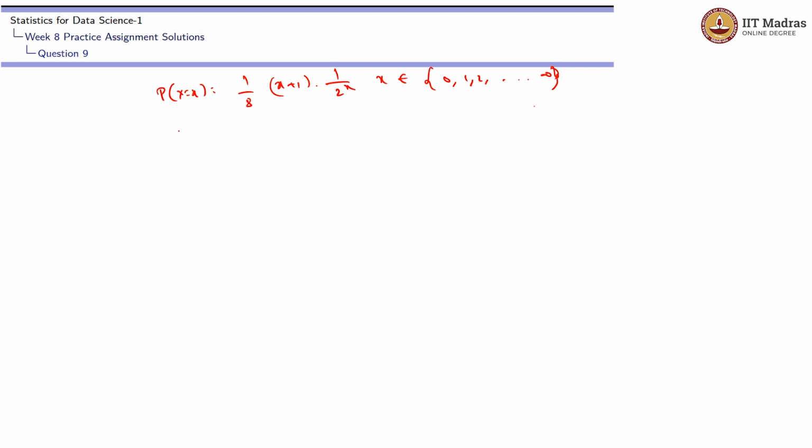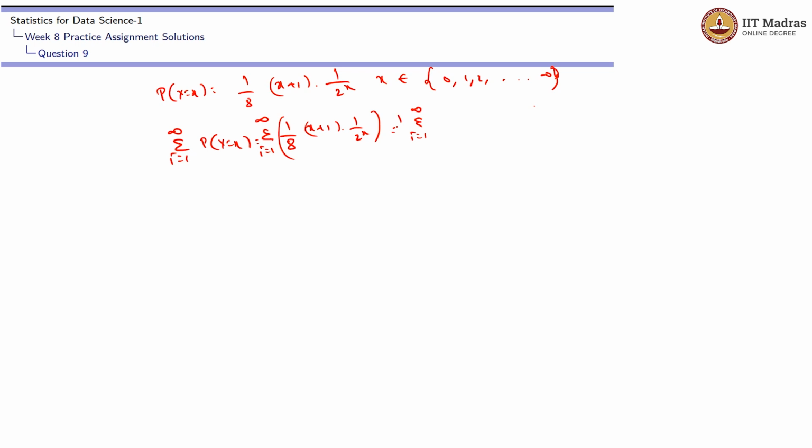So the sum of this should be equal to 1. We will check that. P of x equals x plus 1 into 1 by 2 power x. Without substituting it, first let us just divide this. It's nothing but 1 by 8 times the sum of (x plus 1) into 1 by 2 power x.